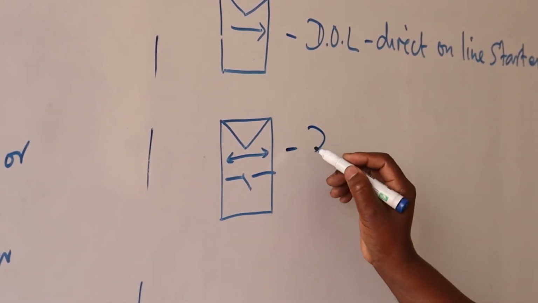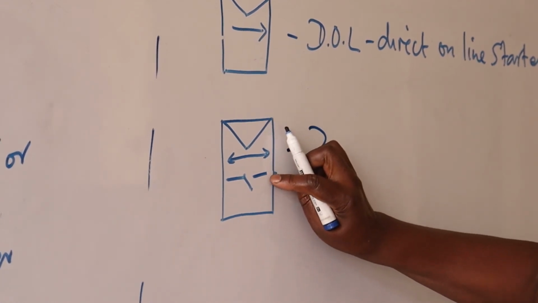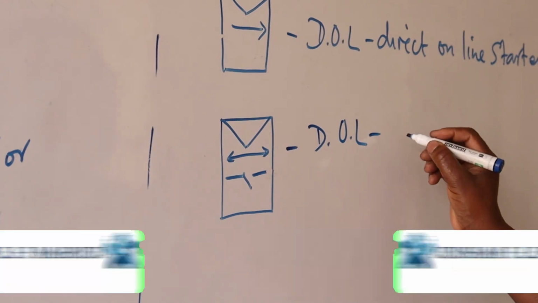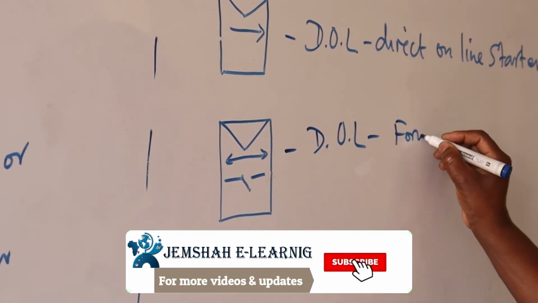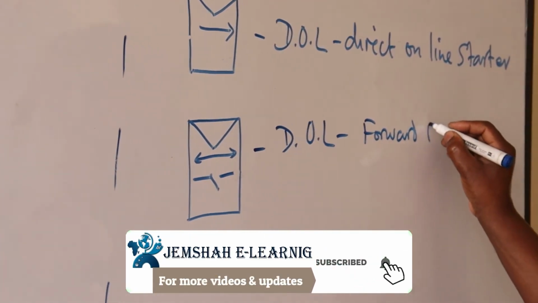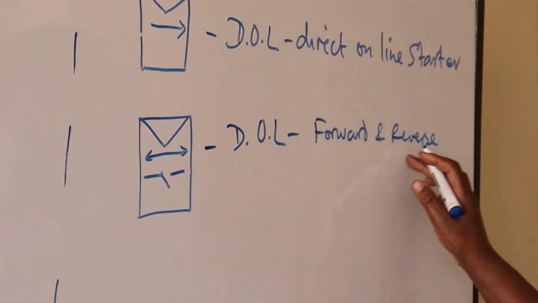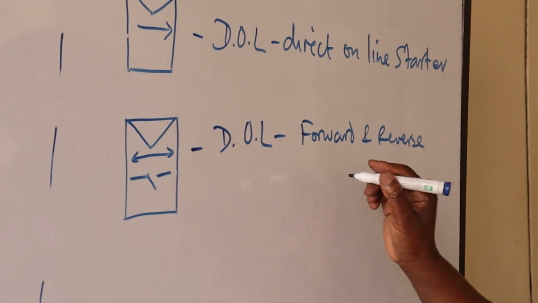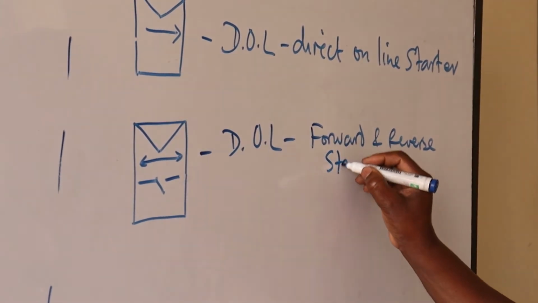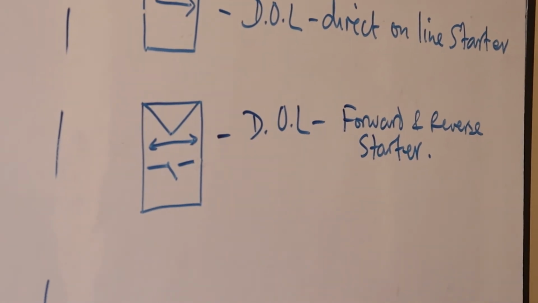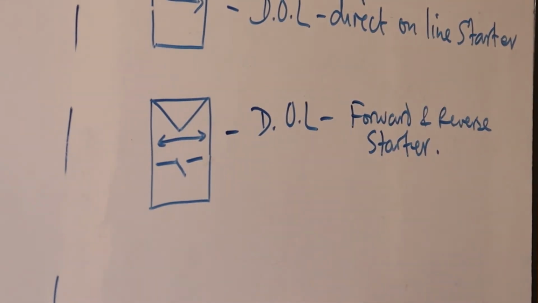So this is DOL, forward and reverse starter. Now these are motors you connect direct on the line.